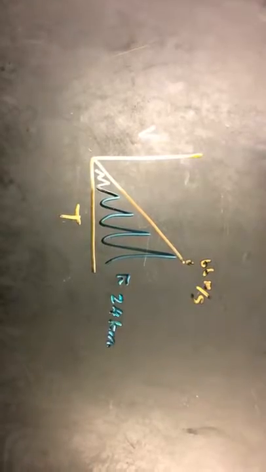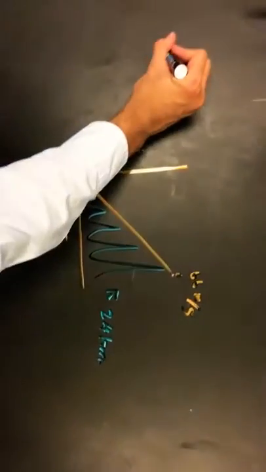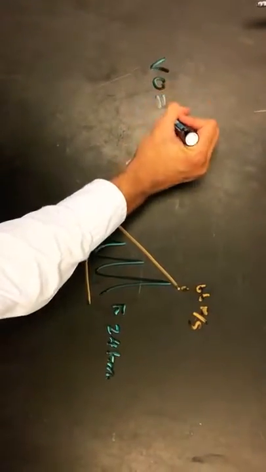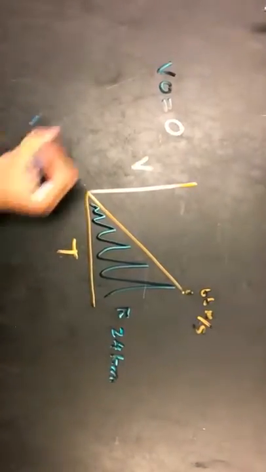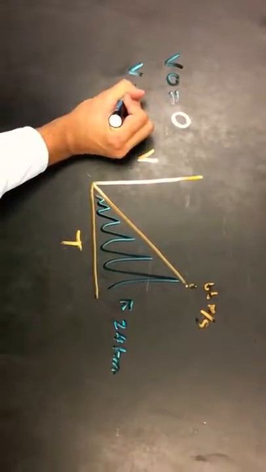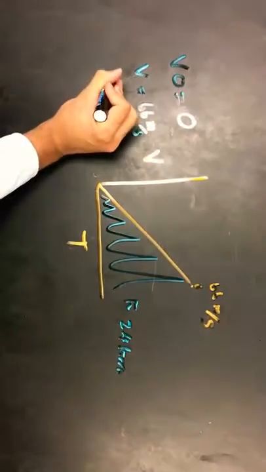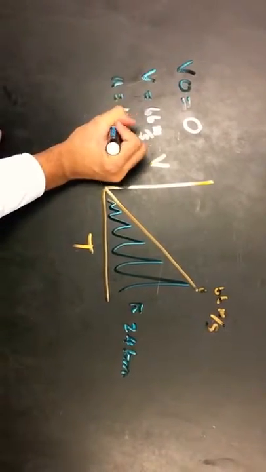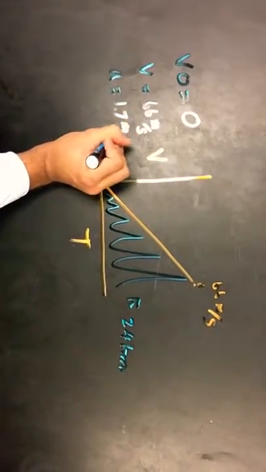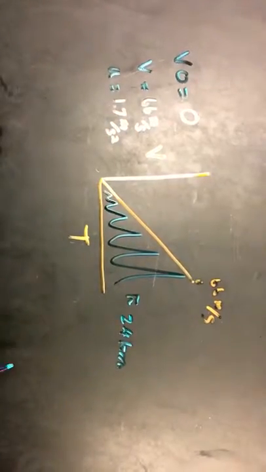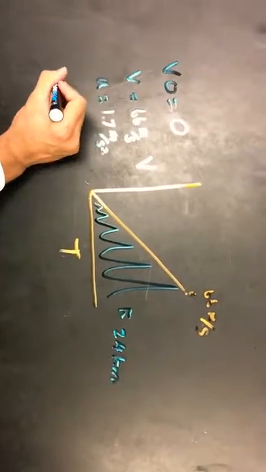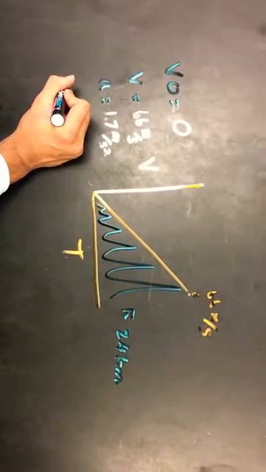So let's write out our givens. We know that our initial velocity, V0, equals 0 meters per second. And we also know that our final velocity, just V, is equal to 66 meters per second. Our average acceleration is 1.7 meters per second squared, and the length of our runway is 2.4 kilometers, which can be converted to meters by multiplying by a factor of 1,000, giving us 2,400 meters.